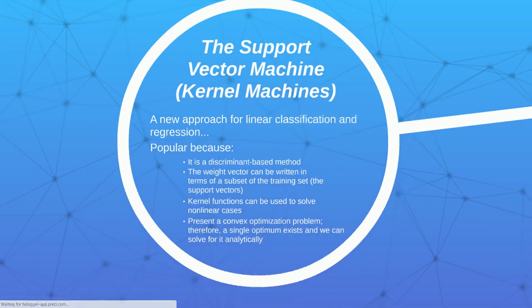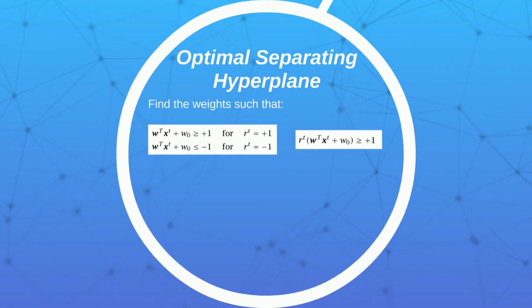So the optimal separating hyperplane, what is it? Let's start again with two classes and use the labels -1 and +1 for the two classes. So we are going to find the weights such that if the model output is greater than 1, we have our +1 class, and if it is less than -1, we have our -1 class. And this can be rewritten as seen on the right here.